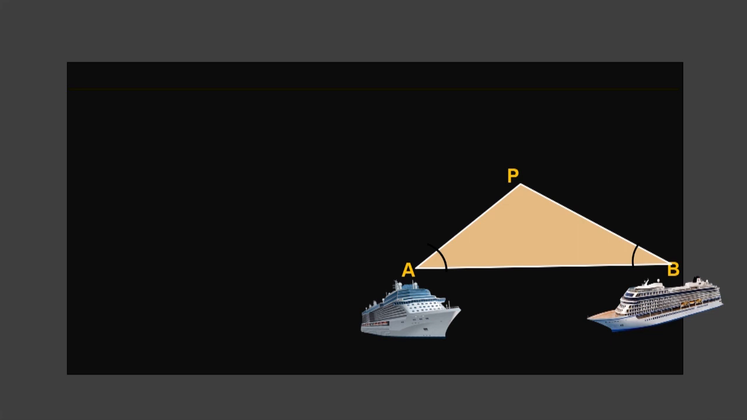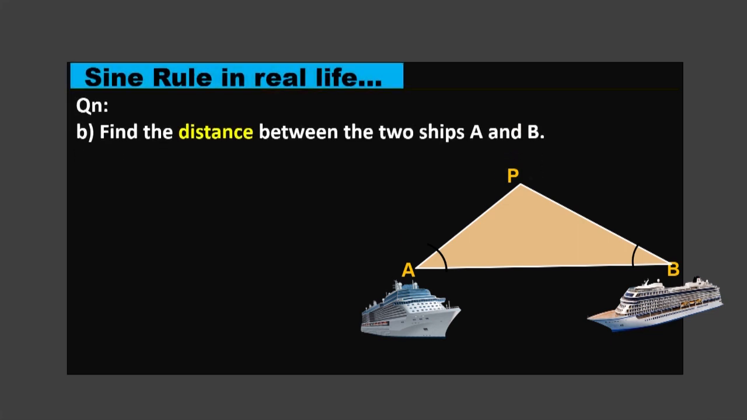Let's go for the B part of the question. Find the distance between the two ships A and B. Let's take a look at the previous measures. Now from the A part, you have received the size of angle B as 55.2 degrees. So according to the question, you need to find the distance between the two ships A and B, which is nothing but the side AB. Now unfortunately, the angle opposite to x is missing. So your first priority here should be to calculate angle P.